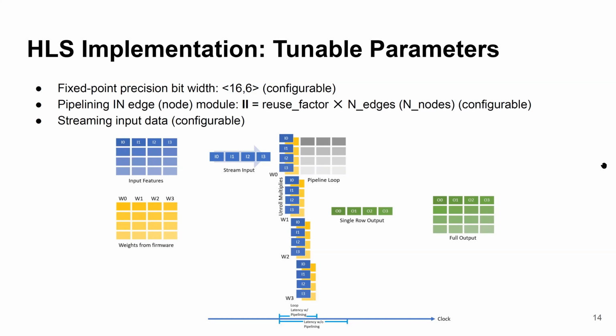In this diagram, there's a very basic representation of what goes on in the HLS code. Essentially we have the input features, and they're streamed row by row. The matrix multiplications happen for the neural network, and those are pipelined, as you can see here. The latency decreases with pipelining, and the initiation interval controls the level of staggering for that pipelining. Then you get a single row output, which leads to the full output as you stream in all the inputs.